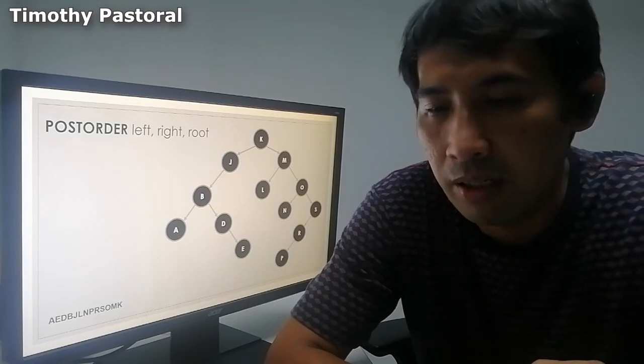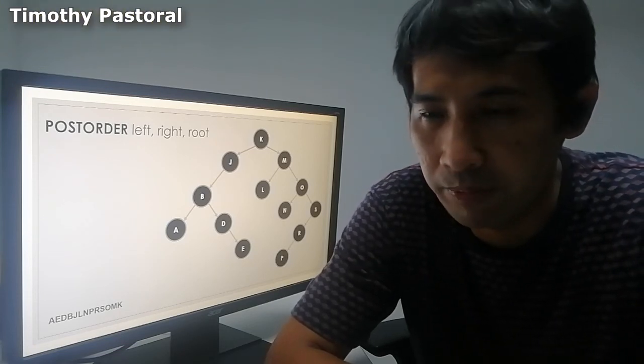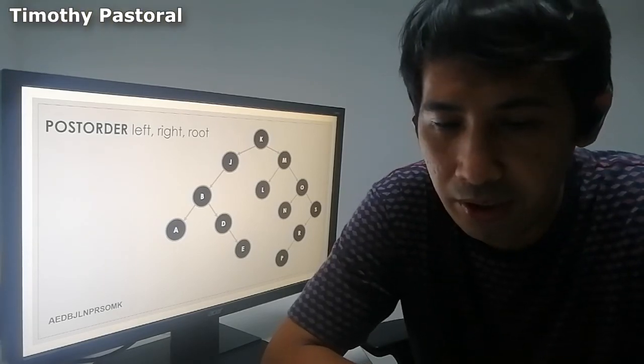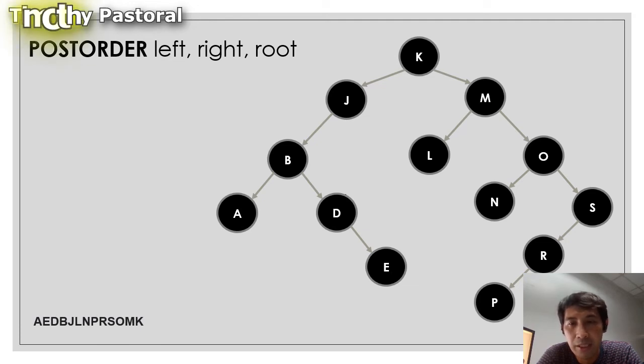After B, B has a root of letter J. So we're going to select J here. And then after letter J, we are going to select letter L. Why? Because M cannot be selected first because it has a left child, which is letter L. So L first, followed by letter N. It cannot be letter O because letter O has a left child, which is N. So N, followed by letter P, because P is the leftmost.